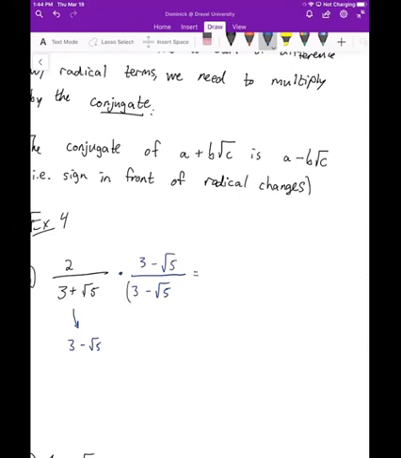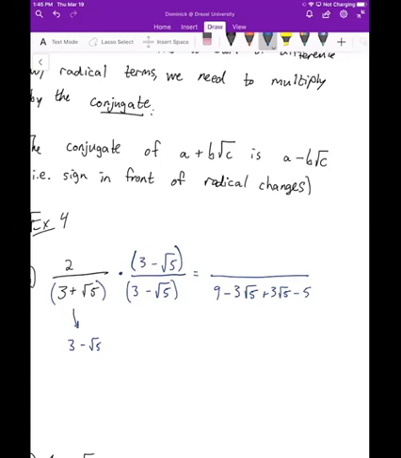Now, in the bottom, what you're doing is you're foiling these things, right? And again, you'll notice that you have sort of the difference of 2 squares thing going here, but let's just do it out just to prove it to ourselves. So we do 3 times 3, which is 9. 3 times minus square root of 5, which would be minus 3 square root of 5. And then a square root of 5 times 3, so plus 3 square root of 5. And then we'll get a minus square root of 5 times square root of 5 is square root of 25, which is just 5.